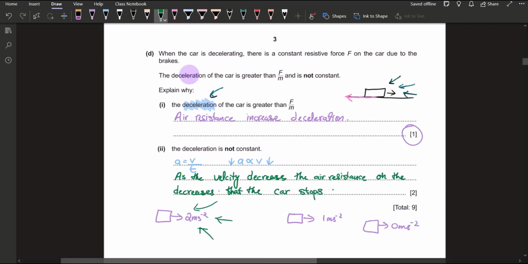And if we draw a graph for this, maybe if we say that this is the y-axis and this is the x-axis, right? If we consider this as 2 meters per second square, after some time it will decrease to 0. It won't be in a straight line. It's not constant. It's a decrease in acceleration. And that's how we represent this in a graph. And this is the reason why the deceleration is not constant. And we are done with question number 1.